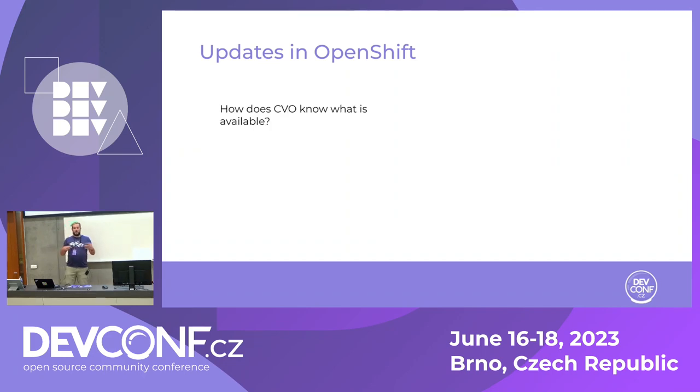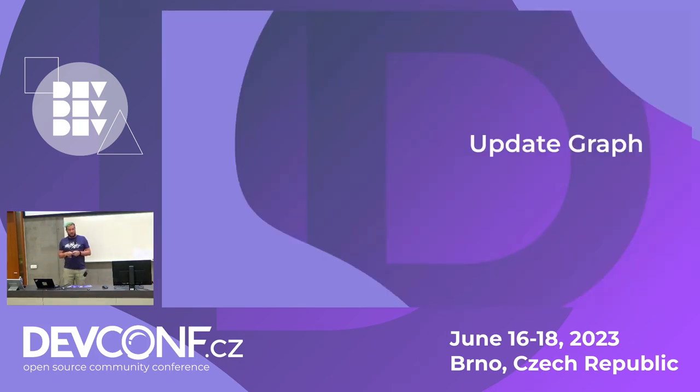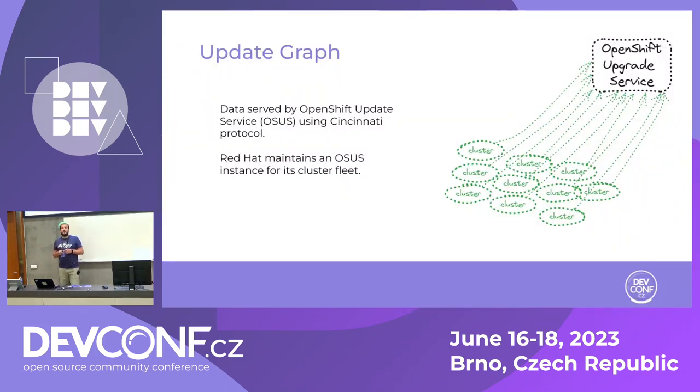So the question is, how does CVO know what versions are available for the current state? The answer to that is there is an update graph. An update graph is a heap of data that we serve using a service called OpenShift Update Service. It's served using the Cincinnati Protocol. That's a relevant technical detail. And Red Hat maintains an instance of this service to which all the clusters in Red Hat's fleet talk.